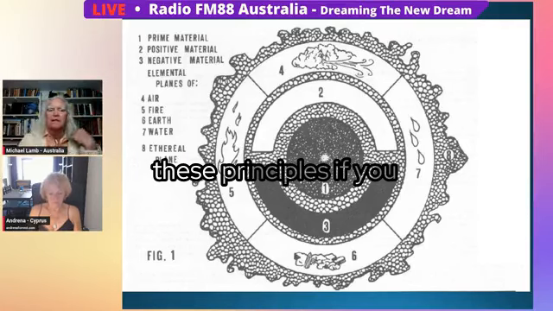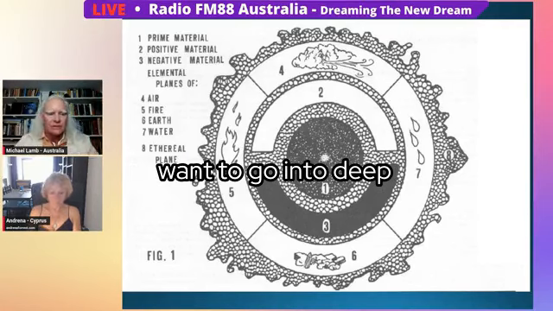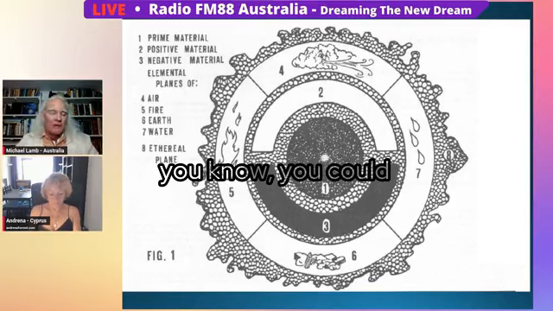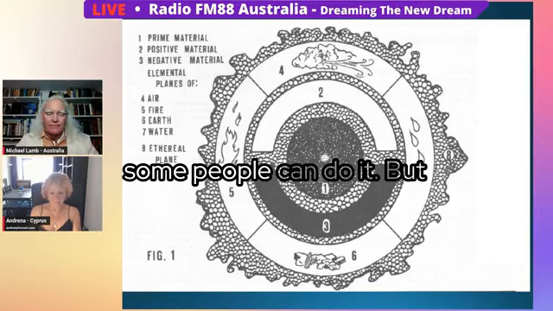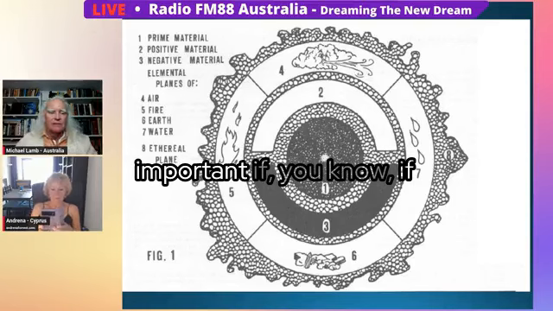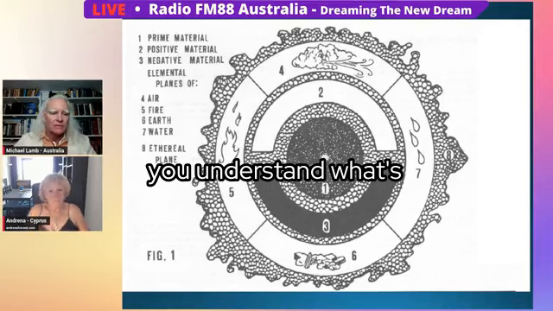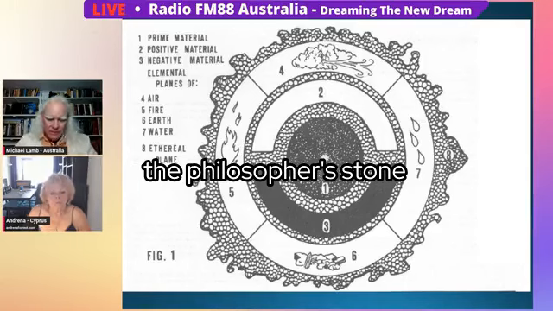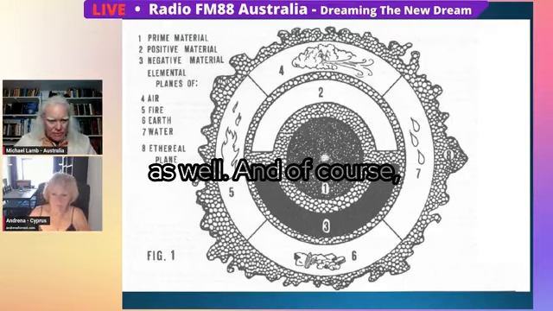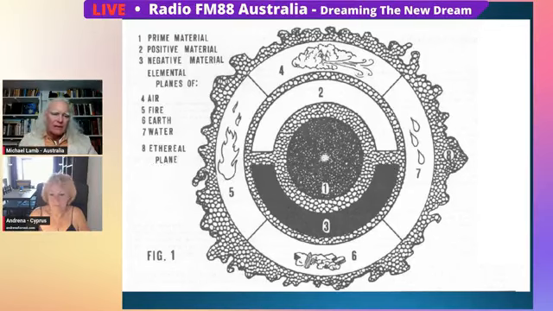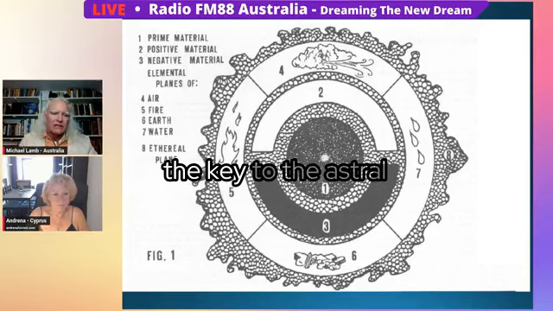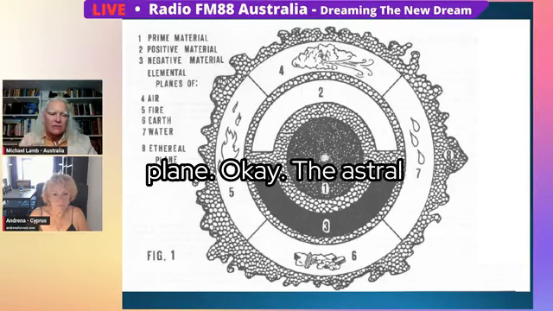So you'll need to understand these principles if you want to go into deeper ascension. You could probably fluke it the way some people can do it, but generally this is very important if you want to understand what's called, primarily, the philosopher's stone that we learn in Hermetics as well. And of course the ether or the akasha is the key to the astral plane. Okay, the astral plane as well.